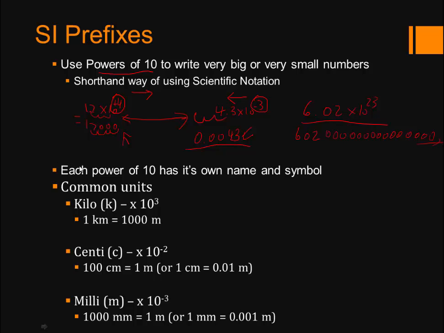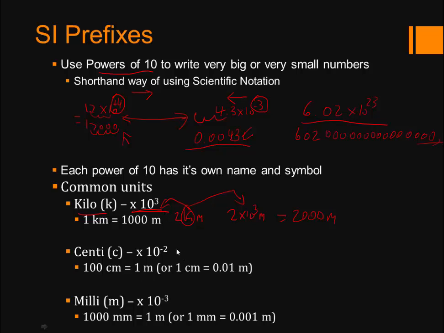And because we use these quite frequently, we do have some common names for them. So kilo is times 10 to the 3. So if I had 2 kilometers, I really have 2 times 10 to the 3 meters. I replace the kilo with the times 10 to the 3, and that's what I have. So this is 2,000 meters. So that's why we say kilo means 1,000. Kilo is times 10 to the 3, which is 1,000.